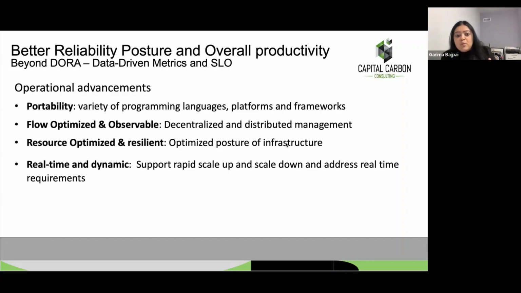I will also talk about resource optimized and resilient. That means an optimized posture of infrastructure. It is not okay to add fixed cost to your products as you go along. So you will have to look at that optimization at the infrastructure layer. And lastly, I would say real-time and dynamic. So how real-time and dynamic are your software delivery capabilities, which can support rapid scale up, scale down, and address the real-time requirements.